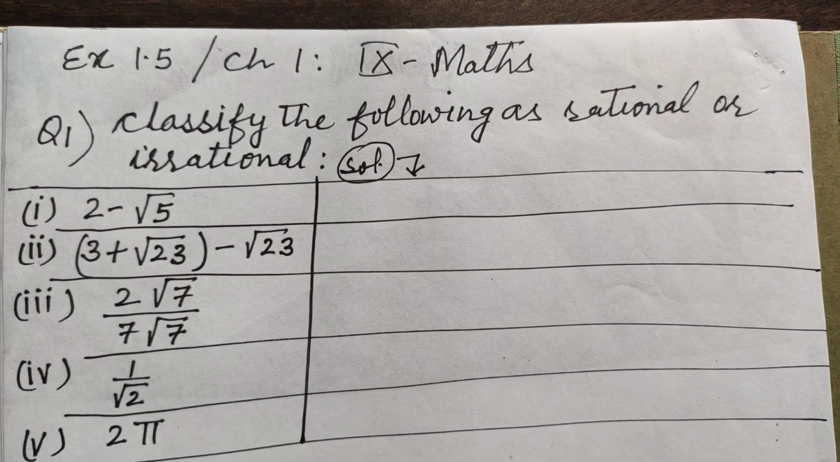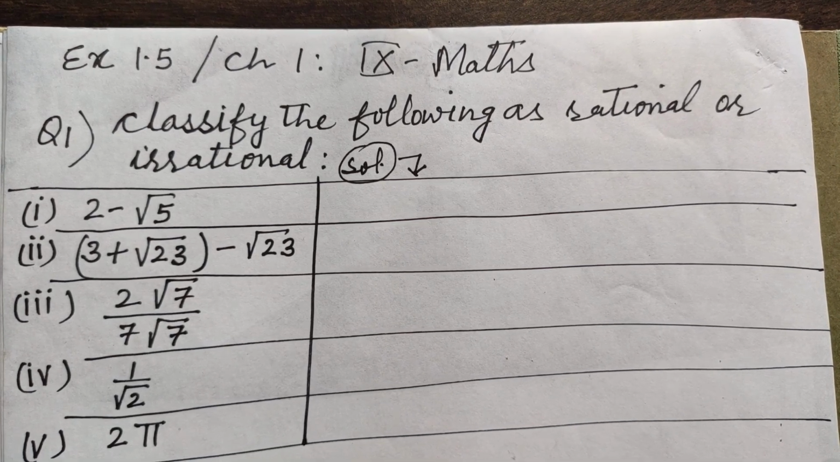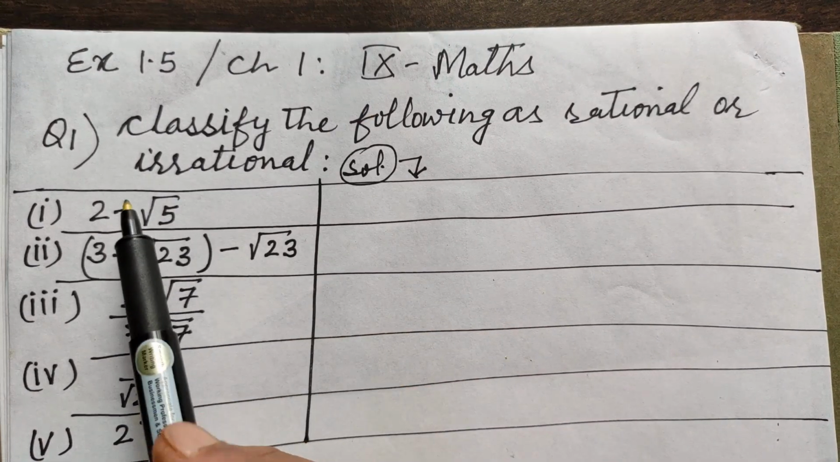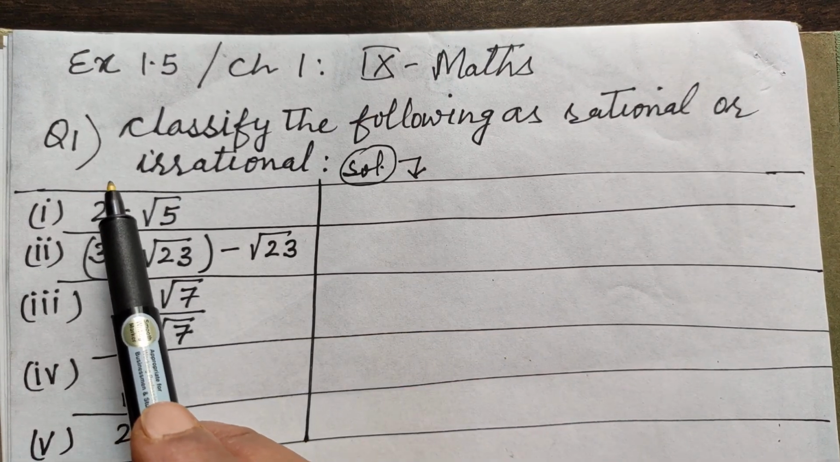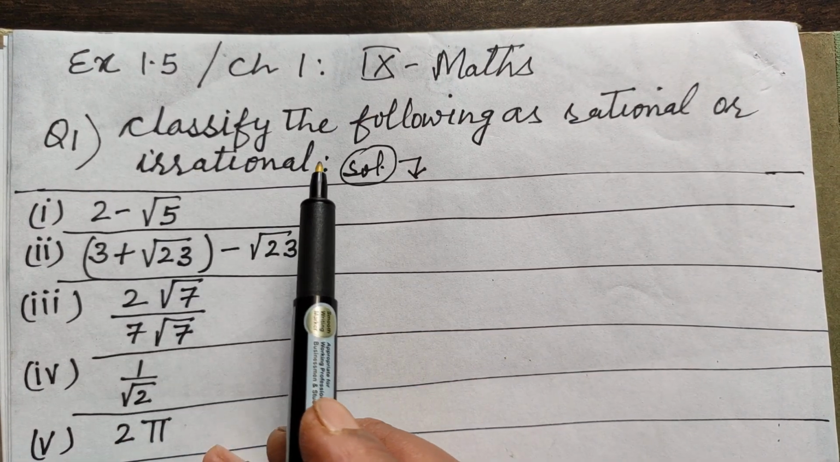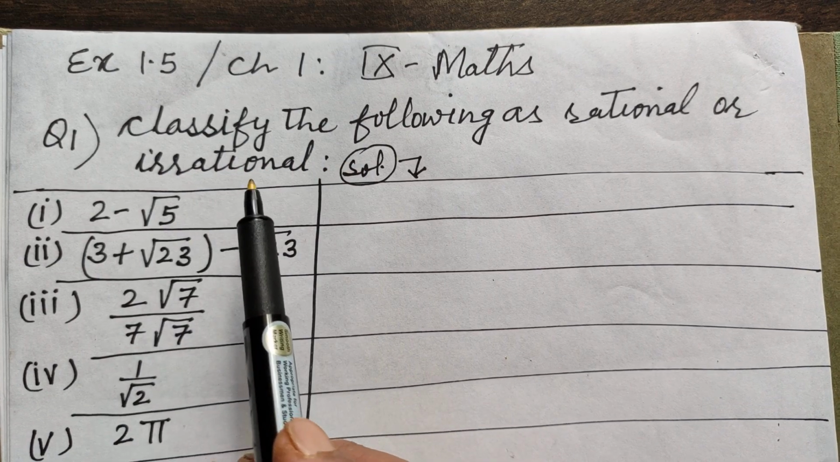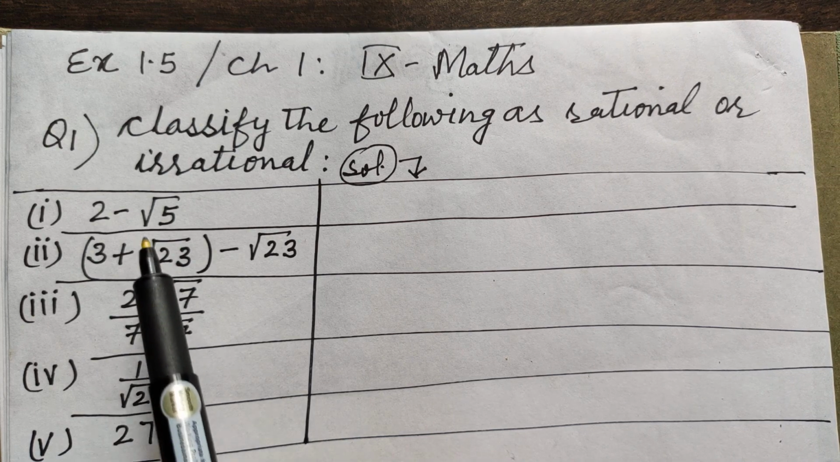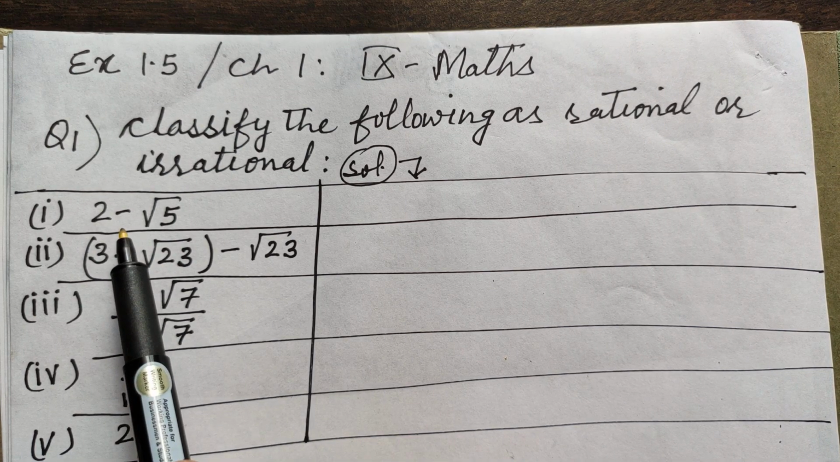Okay, students, let us begin our class today, in which I am going to solve some questions from exercise 1.5 from your chapter number 1 of mathematics book. Question reads, classify the following as rational or irrational. Here are subparts of question number 1. Look at question number 1.